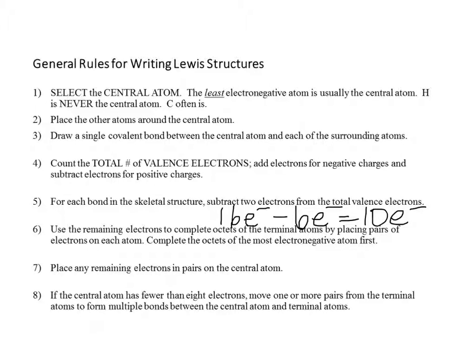And then number 6 says, using the remaining electrons, we're going to complete the octets on the terminal atoms by placing pairs of electrons around each atom. And the key thing to take away from this is we need to place electrons in pairs, right? Not individual electrons. Each atom completes its octet in pairs. So pairs of electrons on each atom. And we always go to the octets with the most electronegative atom first, right? Because they're always going to want the electrons more than the other atoms.